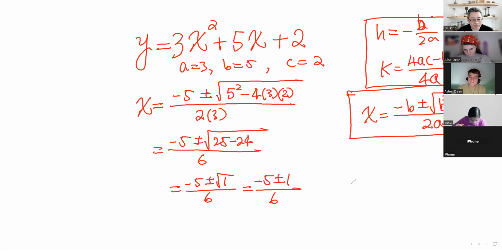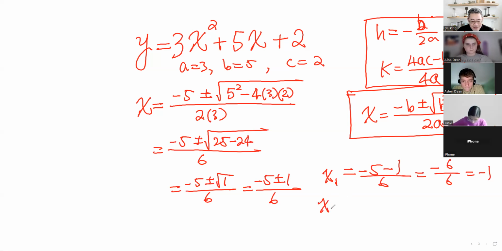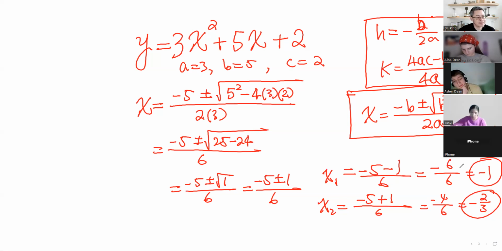So this is where we got to be careful because we could have two values. The x1 is negative 5 minus 1 over 6. So that's negative 6 over 6, which is negative 1. Then the second x-intercept is negative 5 plus 1 over 6. That's negative 4 over 6, which is negative 2/3. So that's how we got this. Good, I see what I did wrong. Very good. Good job.